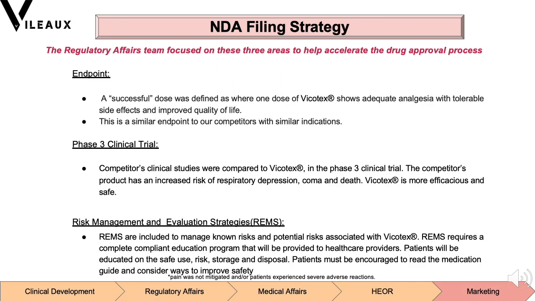The purpose of our pre-NDA meetings is to highlight the things about our drugs that are going to allow for a speedy drug approval process. The competitor's product has an increased risk of respiratory depression, coma, and death. Clinical data show that Vicodix is a more efficacious and safe drug.